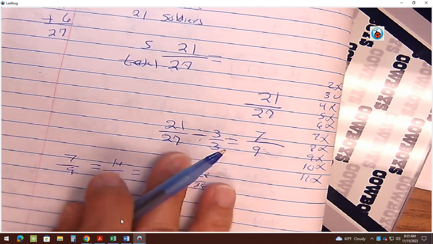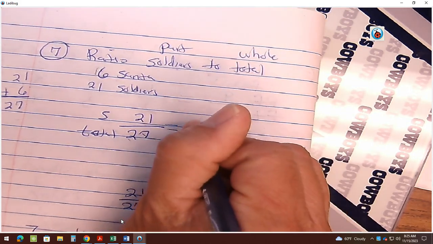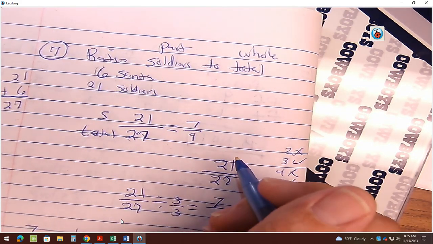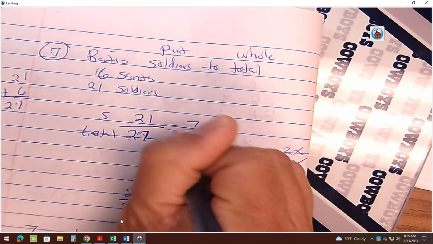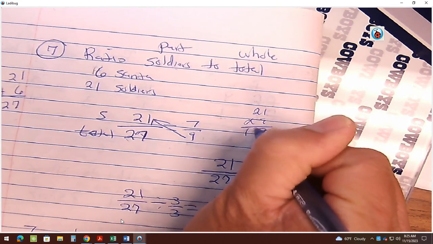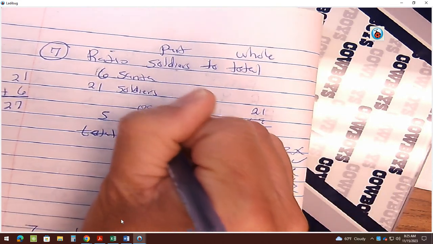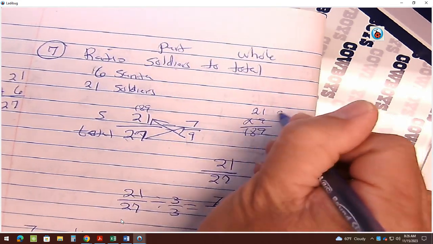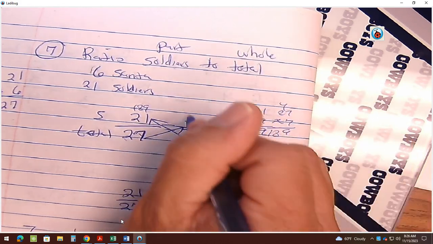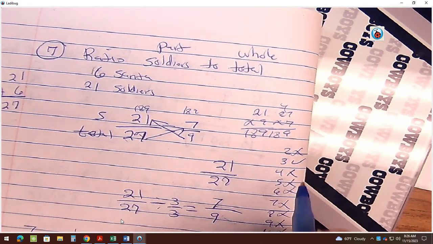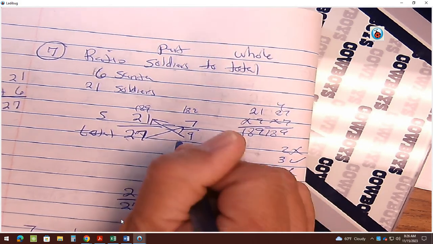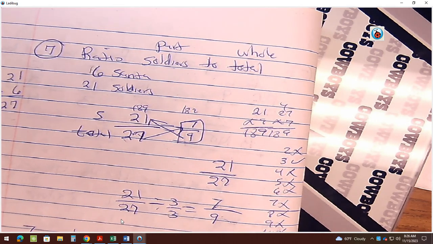Okay? Now let's go put it over here so we can check if we didn't mess up. 7 to 9. How do I check if we didn't mess up? Cross products. 21 times 9. Vamos a ver qué sale. 189. 27 times 7. Vamos a ver qué sale. Yep, 189. Always check. So sí sabemos que es 7 to 9.